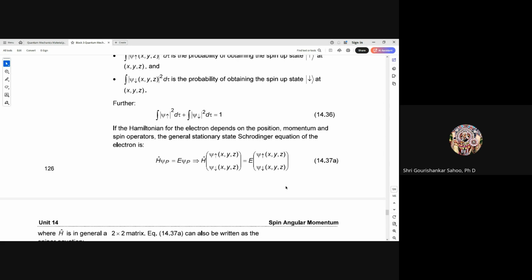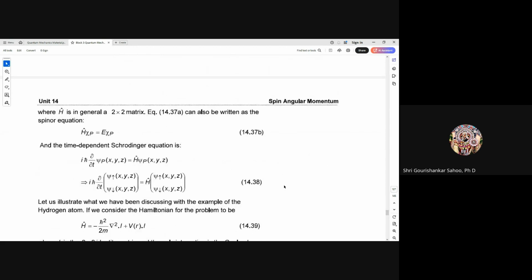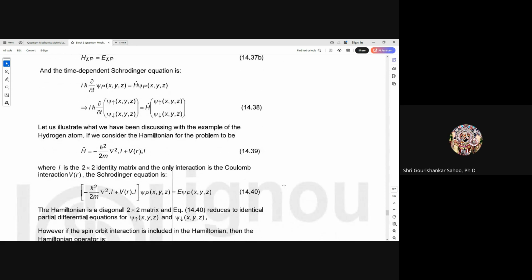So if the Hamiltonian for the electron depends on the position, momentum, and spin operators, the general stationary state Schrodinger equation of the electron is H-cap psi equal to E psi, which is H-cap acting on the column matrix psi up, psi down, equal to E multiplied by the column matrix psi up, psi down. And H-cap in general is a 2 by 2 matrix, and can be written as H-cap chi(r) equal to E chi(r). And the time dependent Schrodinger equation will be i h-cross del by del t of the column matrix psi up, psi down equal to H-cap acting on the column matrix psi up and psi down.